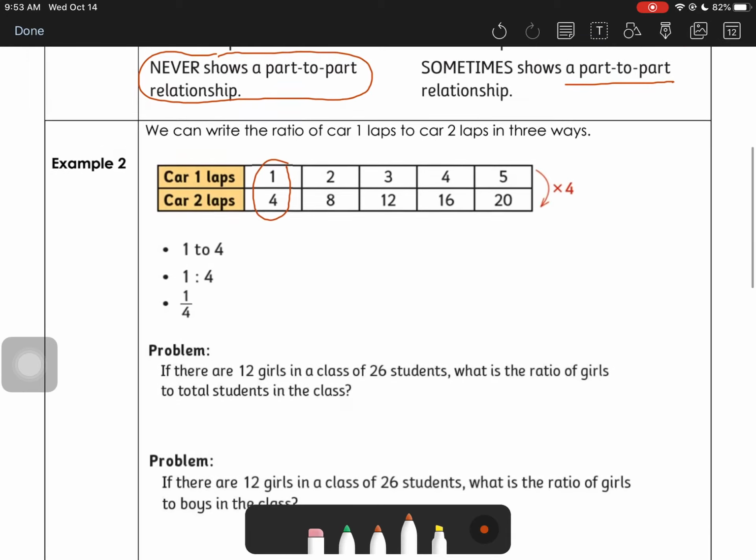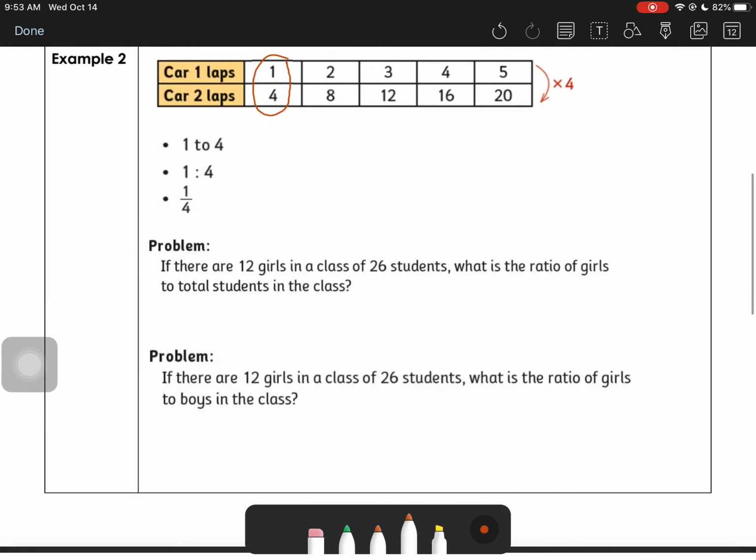So let's see if we can practice writing a ratio. If there are 12 girls in a class of 26 students, what is the ratio of girls to the total students in the class? We could write it as 12 to 26. We could write it as 12 to 26 with our colon, or we can write it in what looks like a fraction comparison.